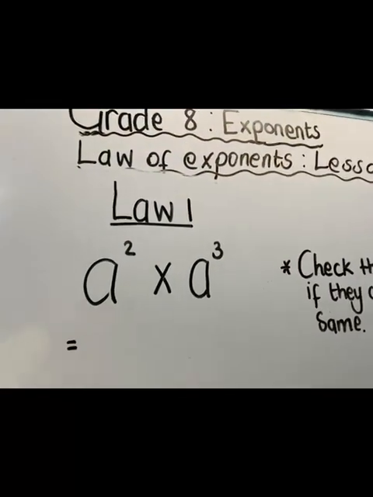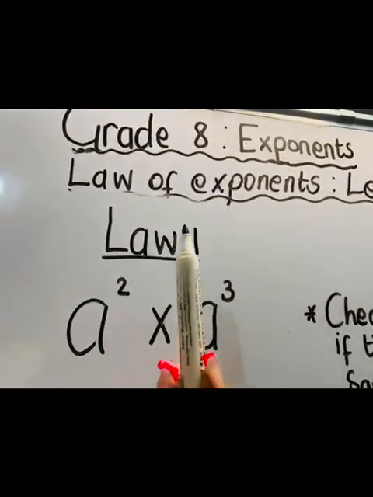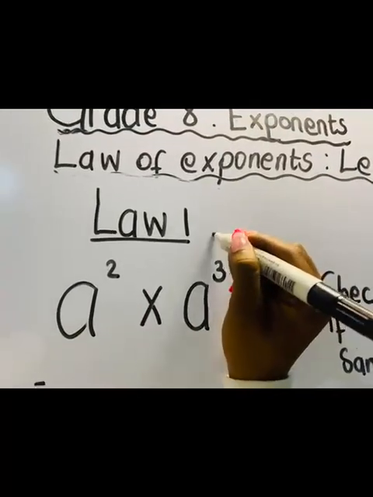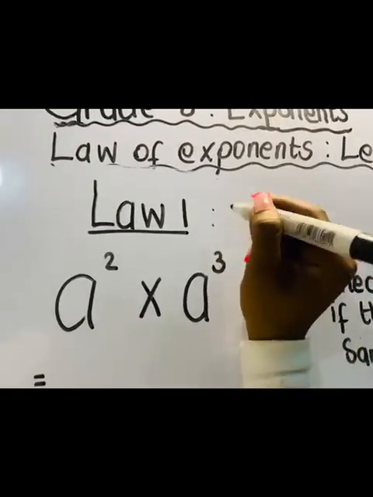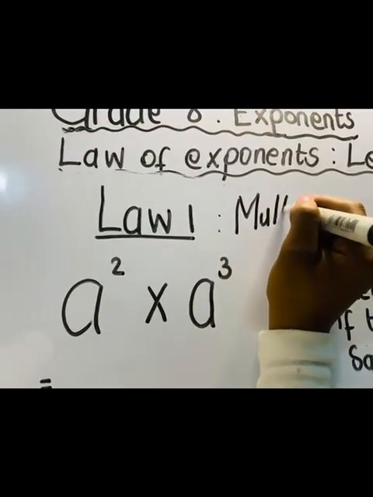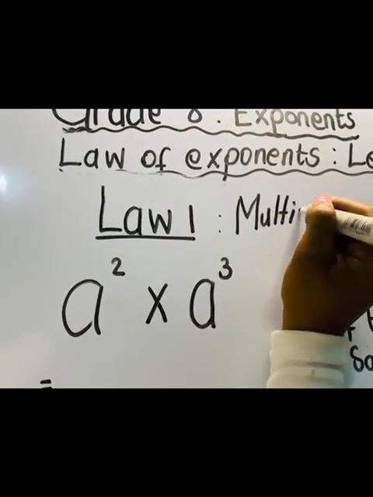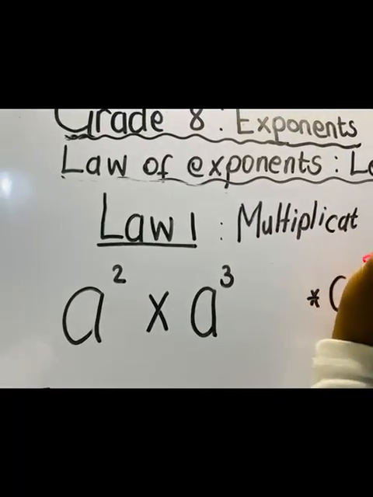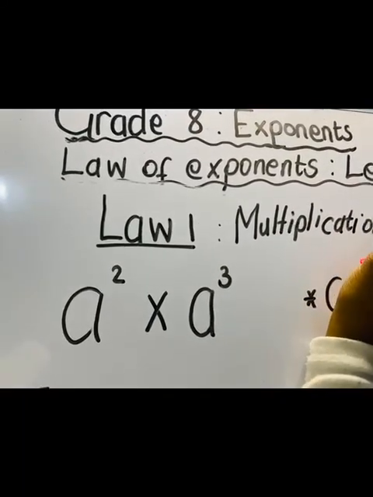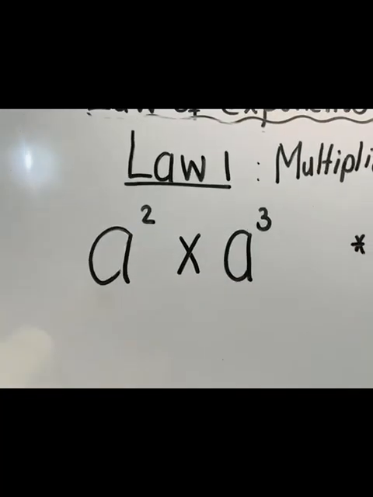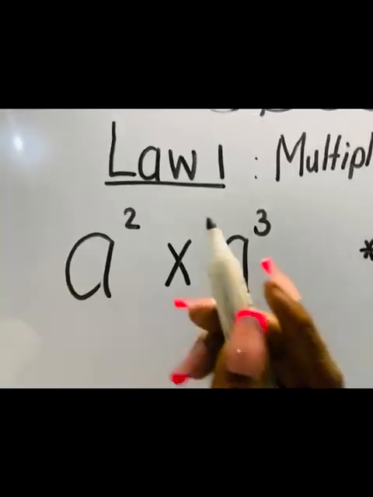So let's start with law number 1. Now, this is the law of exponents. The law number 1 is based on multiplication, meaning we will be multiplying some things right there. So, this law only works when we're multiplying something, right? Yes. Now, let's look at the first example.